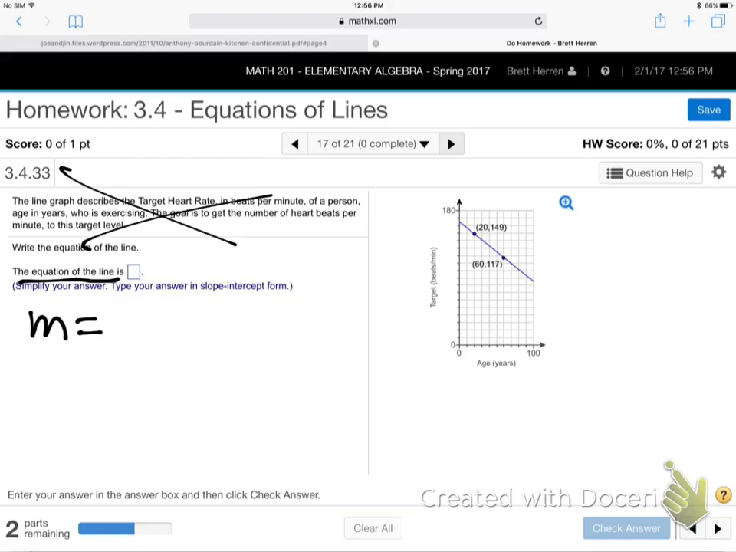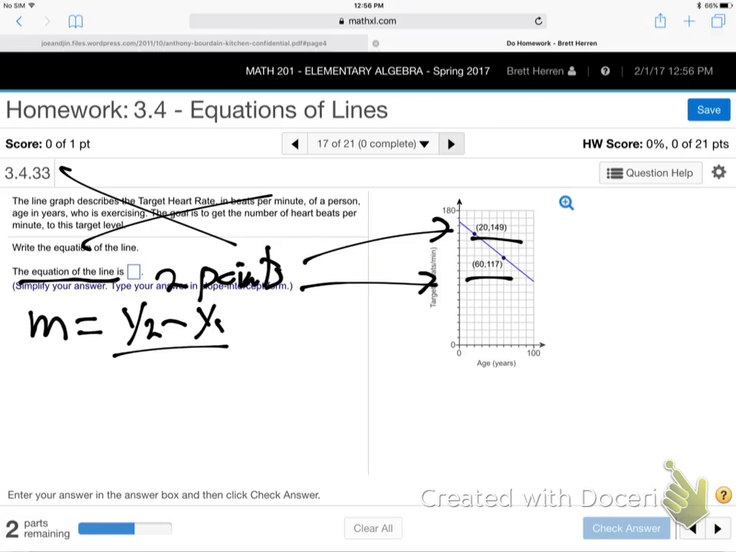Now, here's the trick on this one. They're not just giving me 1 point. They're giving me 2. Well, now it becomes m equals y2 minus y1 over x2 minus x1. Everybody see that? 2 points. So what does that mean? I'm going to do the other way with the y2, y1, x2, x1, where you plug in all 4 numbers instead of just the 2 at the back.